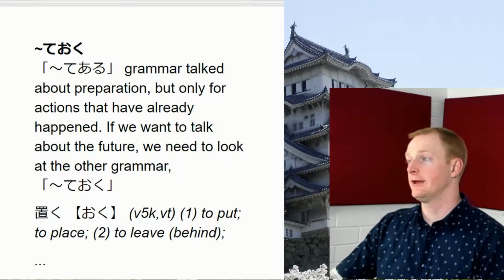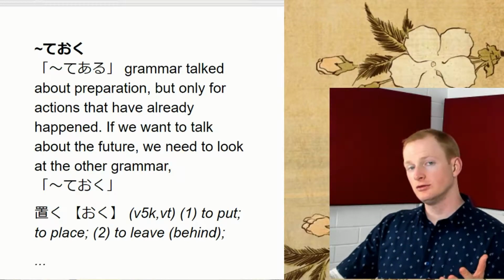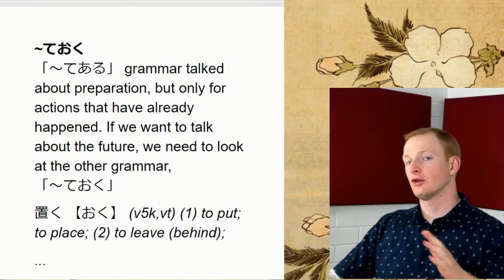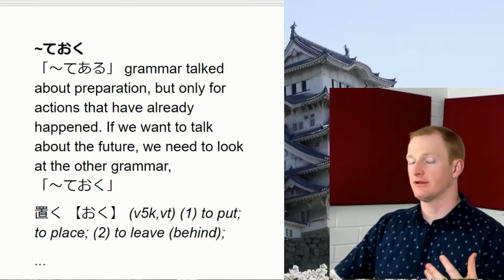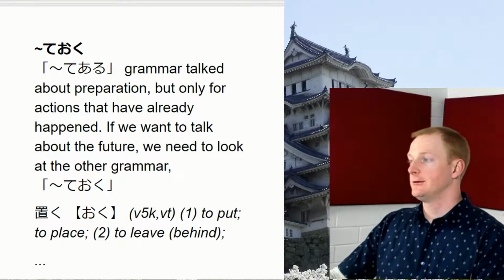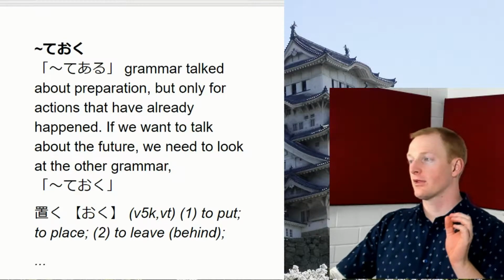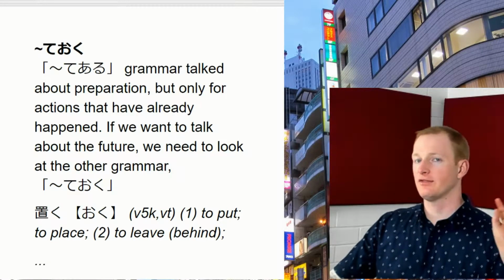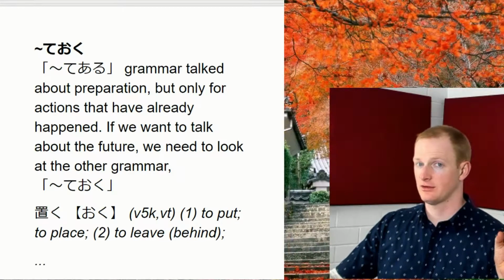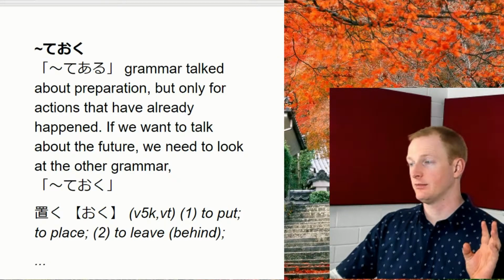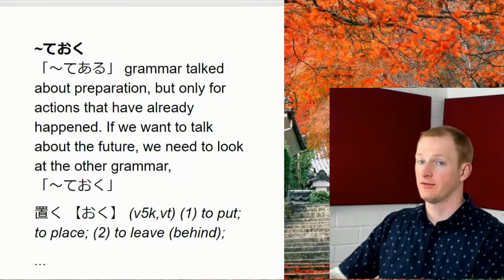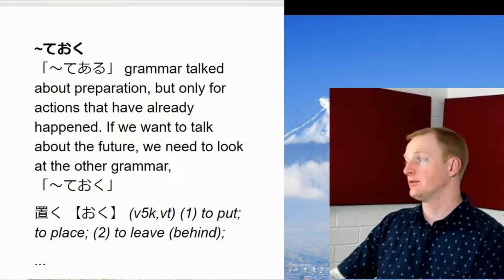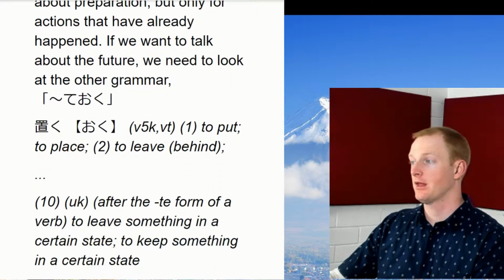Pretty straightforward one there. Now, te-oku, we kind of use to talk about something that's done in preparation for something. But here, we've got a bit more leeway. So when we use te-aru, it's talking about stuff that's happened in the past. All right, it's already happened in the past. Oku, we can talk about the future as well. So it's a bit more useful for this preparation part.